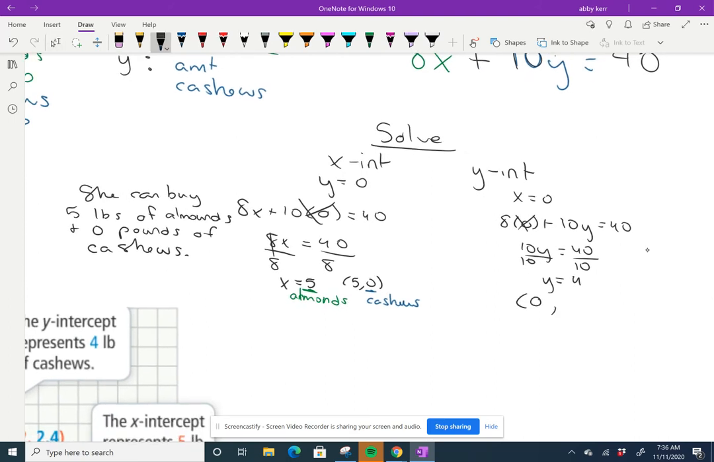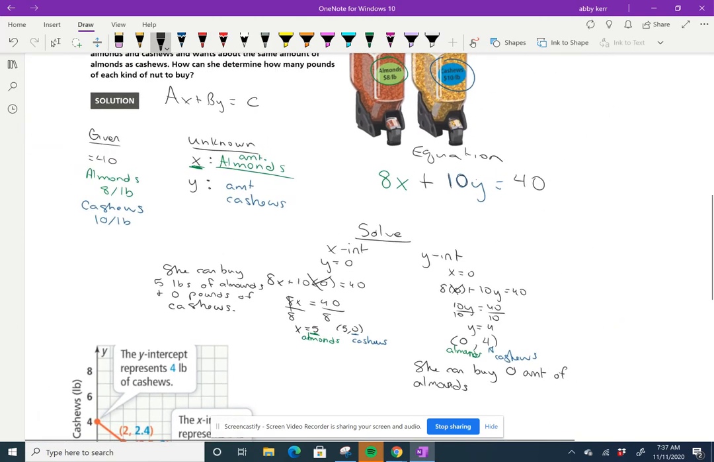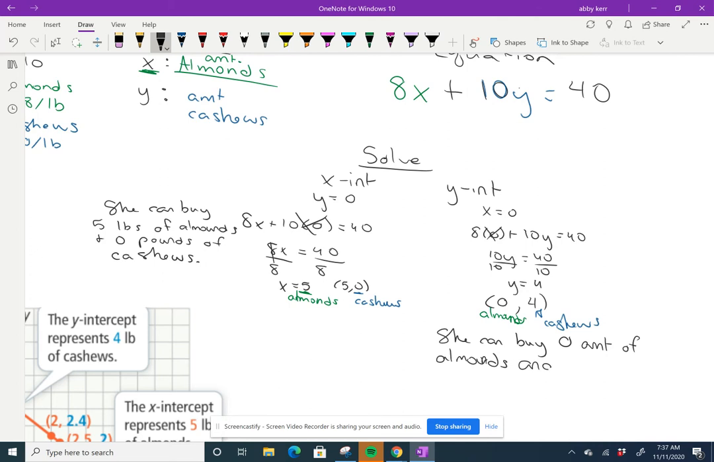Now if we had this y and x in an ordered pair, remember the almonds are our x, and then our y is the amount of cashews. So with this combination, she can buy 0 amount of almonds and 4 pounds of cashews.